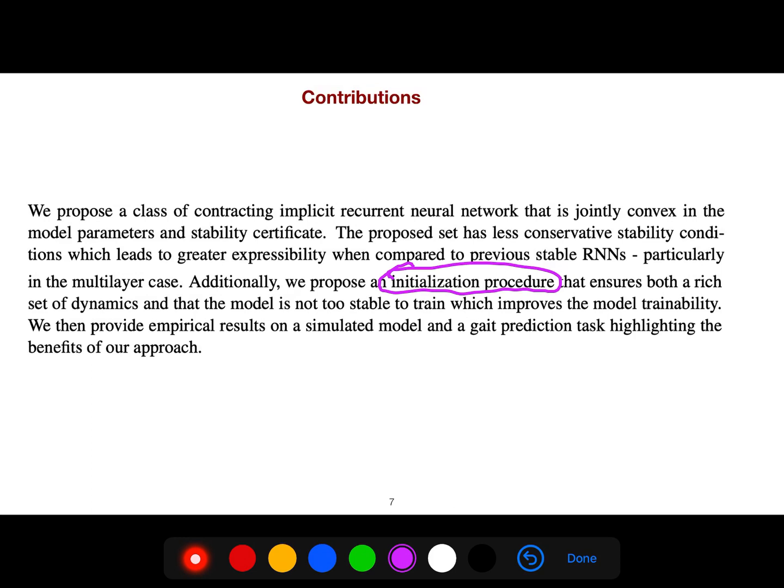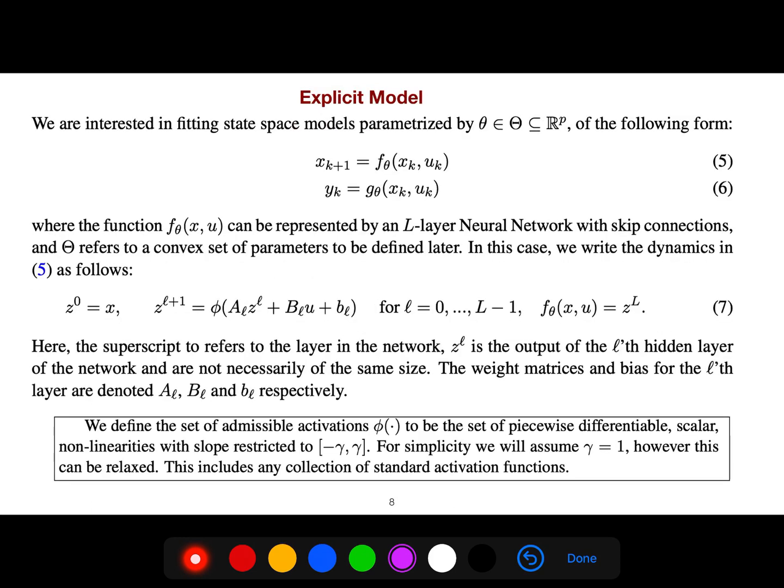We then provide empirical results. So the explicit model is this. This is their explicit model, and F could be just an L-layer neural network, even with skip connections. And this theta refers to the convex set we want to design. We can write the dynamics in this form.